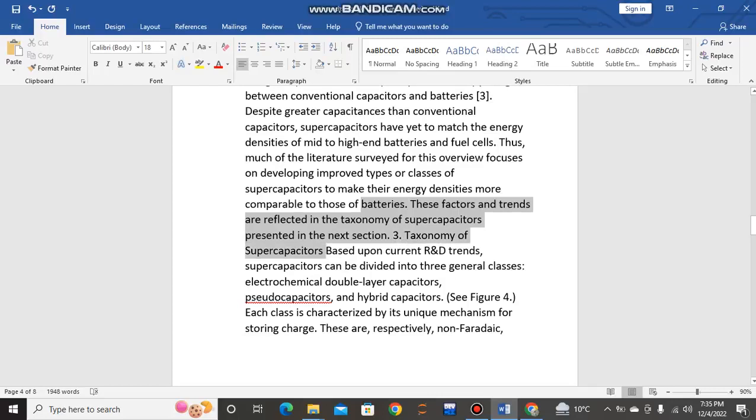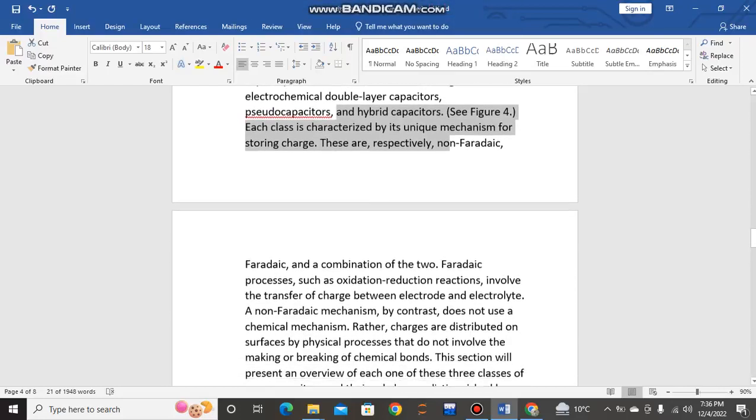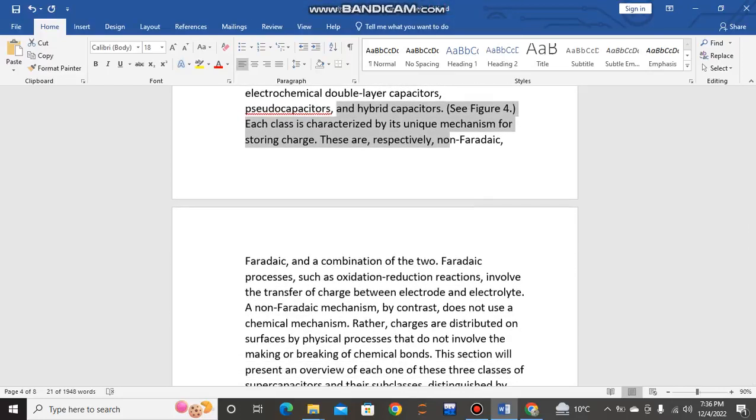These trends are reflected in the taxonomy of the supercapacitors presented in the next section. Taxonomy of the supercapacitors based upon the current R&D trends. Supercapacitors can be divided into three general classes: electrochemical double layer capacitors, pseudo-capacitors, and hybrid capacitors. Each class is characterized by its unique mechanism for storing charge. These are respectively non-Faradaic, Faradaic, and a combination of the two.